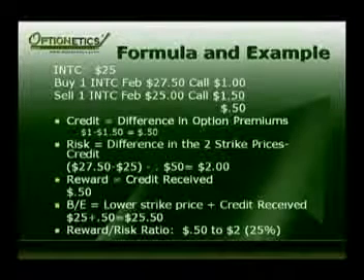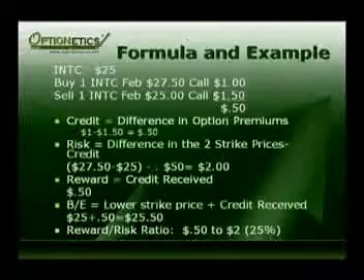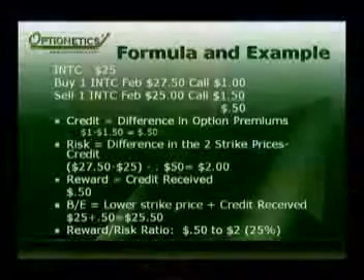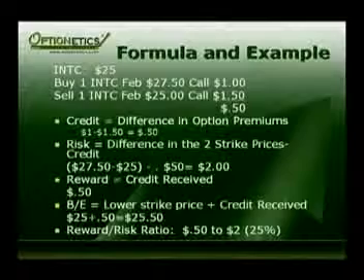Again, just like the bull put spread. The reward, again, is the maximum credit received, just like the bull put spread. The break even is going to be the lower strike price plus the credit received. Now remember, that's a little bit different than the bull put spread, but in essence, it comes out to be exactly the same. And in this case, the reward to risk ratio here is if we're taking in a credit of 50 cents, then what are we risking? We're risking $2. So that's a 50-cent reward and a $2 risk.